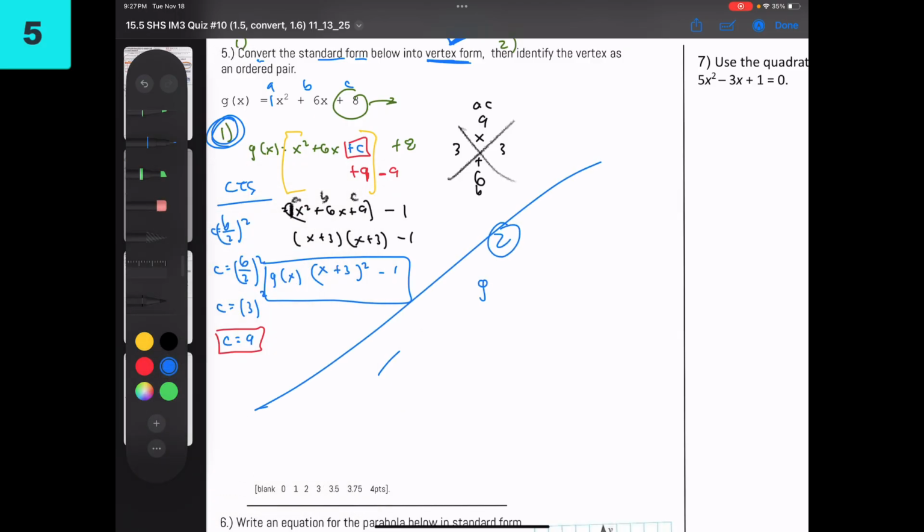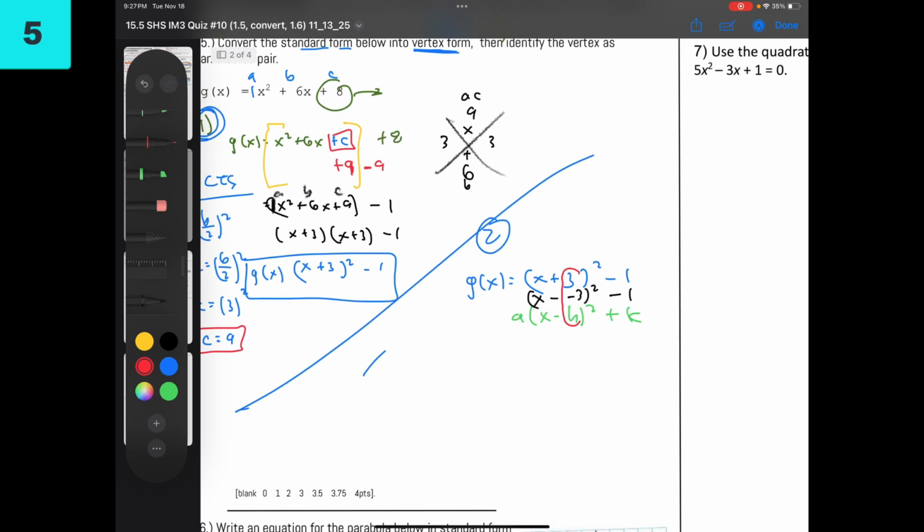So the form has a minus sign. So I like to convert it to x minus negative 3. And then I can say my h value is negative 3. And my k value is negative 1. So this would be my answer.